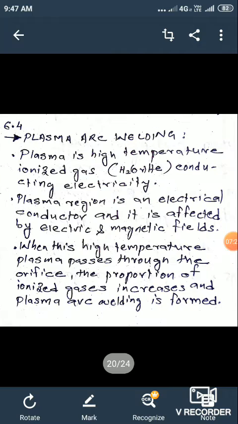Okay, next one is plasma arc welding. Before going to plasma arc welding, we should know what a plasma is. Plasma is a high temperature ionized gas. A plasma is a gas region in which there is practically no resultant charge.